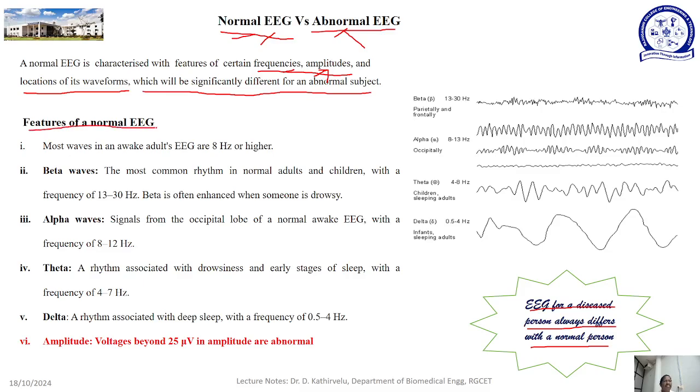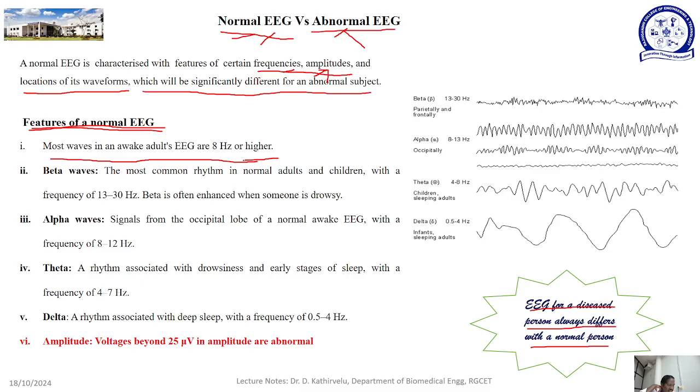So what are the features of a normal EEG? The listed features are the characteristics of a normal EEG. If there is any deviation in the recorded EEG of the concerned subject, if it differs from these specifications, it denotes that the individual is suffering from some abnormality. So, what are the features of a normal EEG? Most waves in an adult awake EEG will be at least 8 Hz.